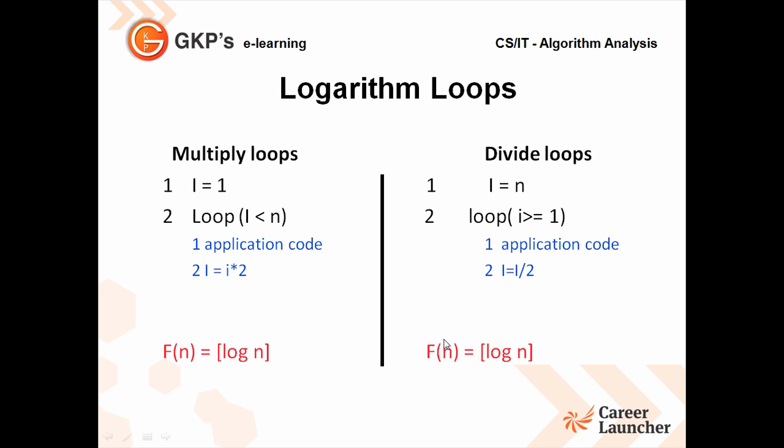See, here is the algorithm loop. It means we have a multiplying loop. For example, i equal to 1, loop while i less than n, application code, and i is equal to i multiplied by 2, and print i. So how many times will this loop work? It depends upon this i, because, sorry, this is not i square, this is i into 2. This i is multiplied by 2. So it depends upon the number of multiplications required. The number of multiplications depends upon log n, and this is basically log base 2 of n.